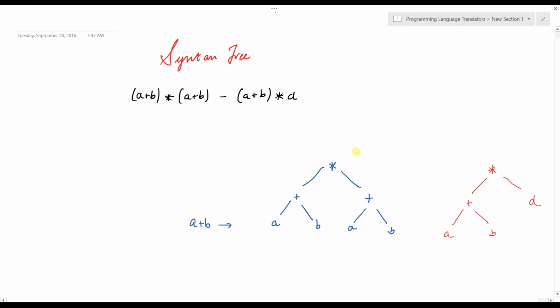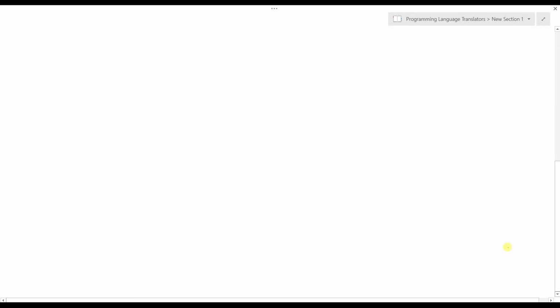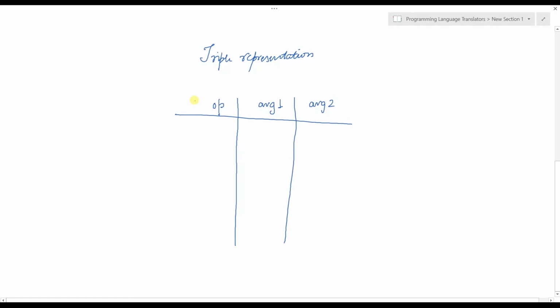For the triple, a triple has only three fields, which would be operator, argument 1 and argument 2. Using triples, we refer to the result of an operation x op y by its position, rather than by an explicit temporary name. So we construct a table for representing the triple. First column would be operator, second would be argument 1, and third would be argument 2. Now we would generate a plus b: operator plus, argument 1 a, argument 2 b.